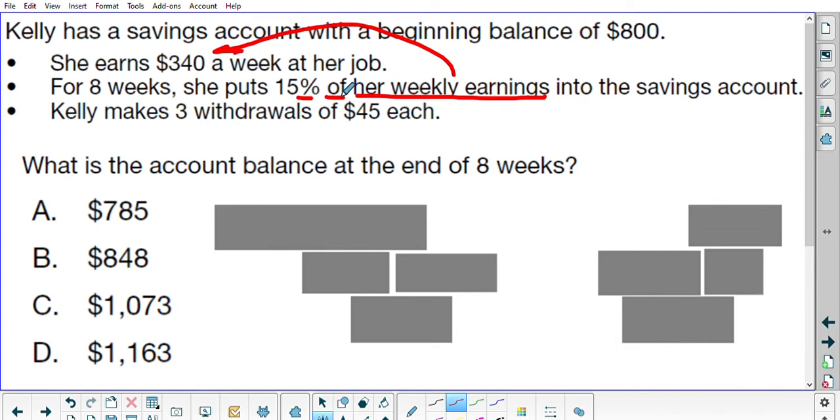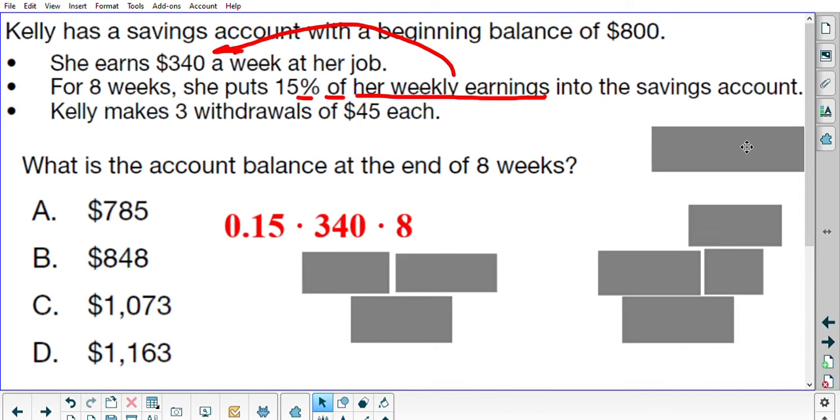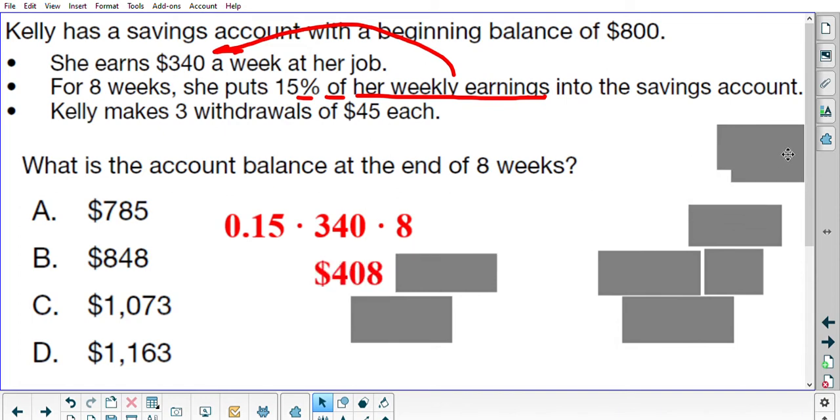So we need to take 15% of $340. But we also need to take that times 8. Why? Because the second bullet point here said that she's doing this for 8 weeks. So if you take 0.15 times 340 and then times 8, you would get $408.